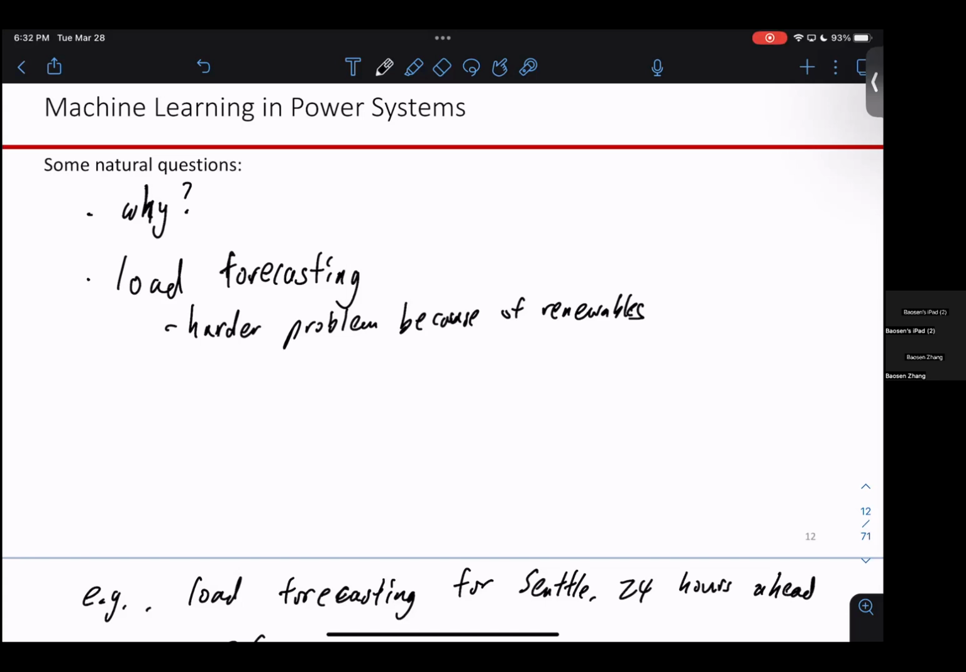Okay, good. So load forecasting is one type of problem we want to solve in power systems. Any other types of problems we want to solve in addition to load forecasting? Okay, so load forecasting is one. Another thing that we tend to care about is fault.